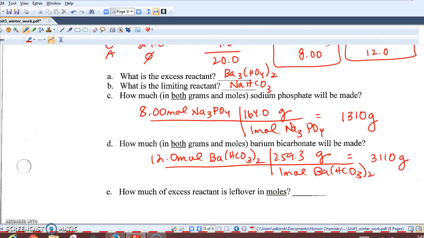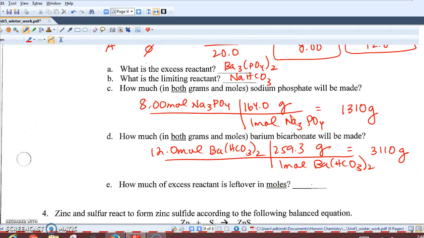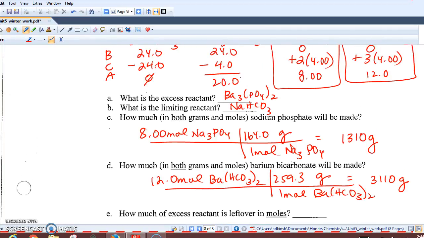Okay. And then how much of the excess reactant is left over in moles? We go back up to our table, and that would be 20.0.